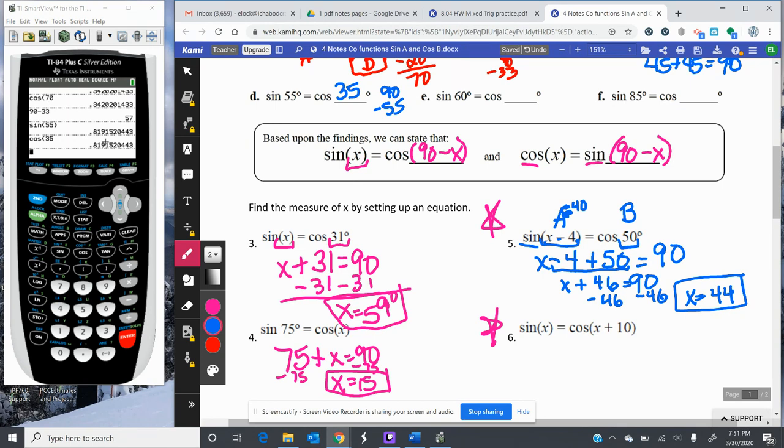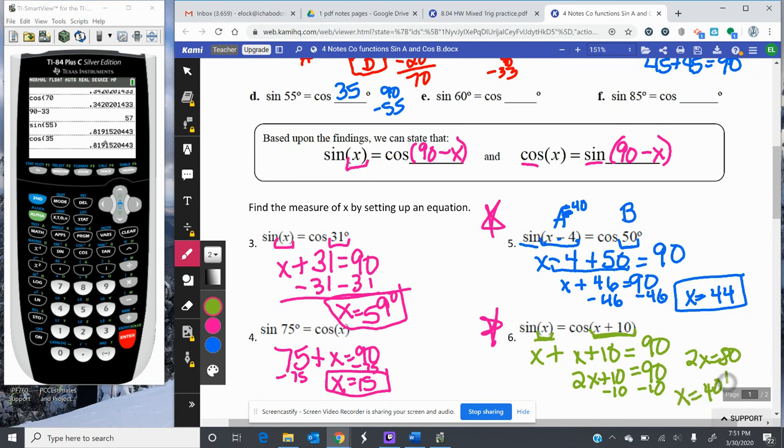So number 6 is where this equation is most helpful. We have sine of some number equals cosine of that number plus 10, where these two numbers are complementary. So we're going to always take those two expressions, add them to equal 90. So 2x plus 10 is 90, subtract 10 over, 2x is 80, therefore x is 40 degrees. So that's the quick version of these notes.